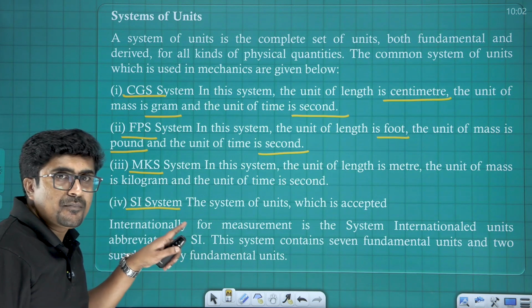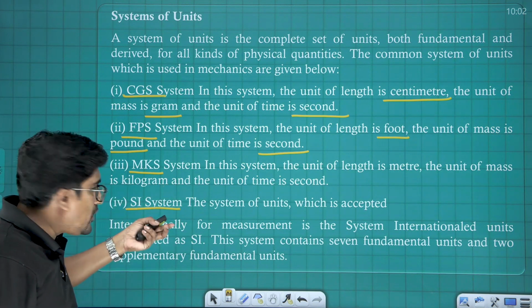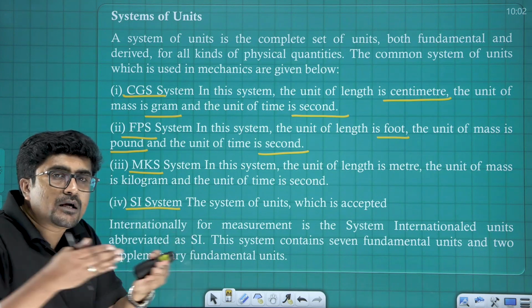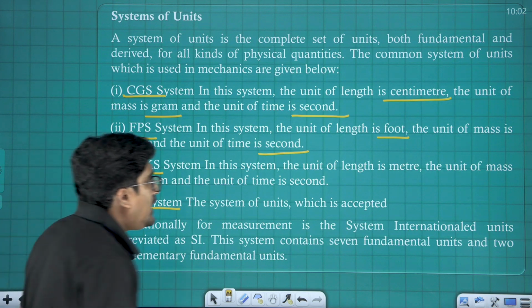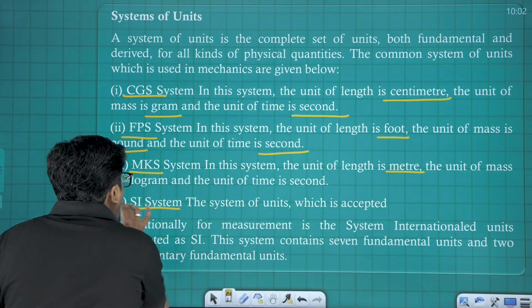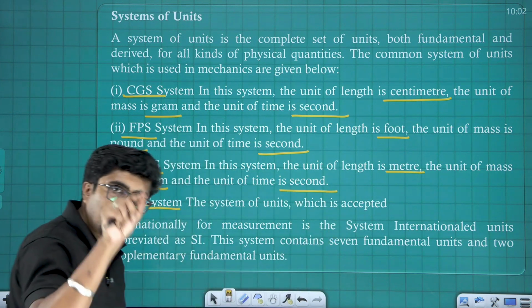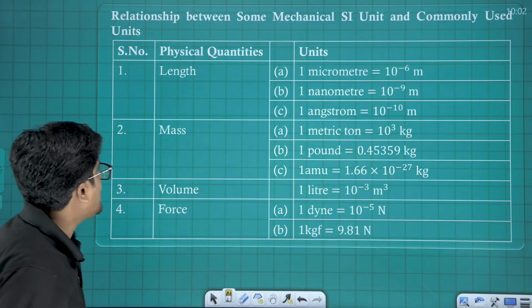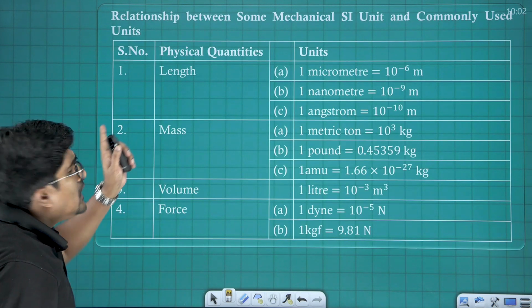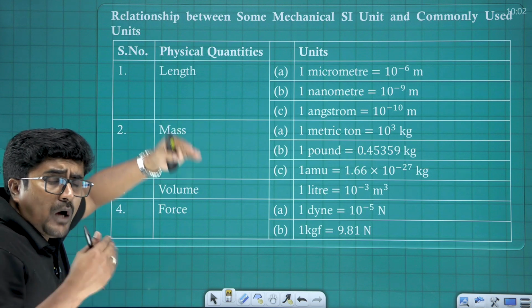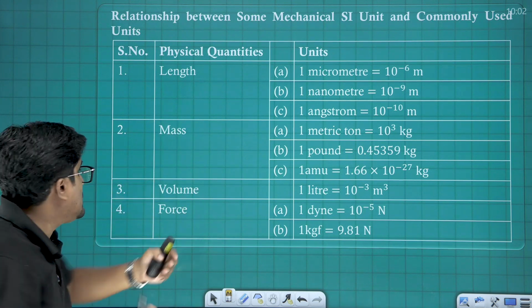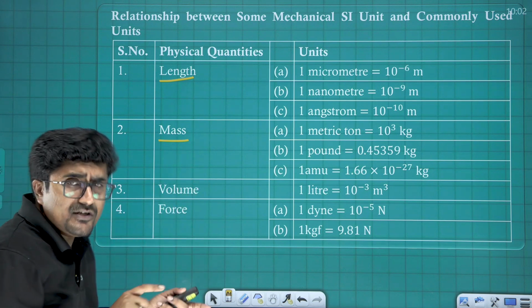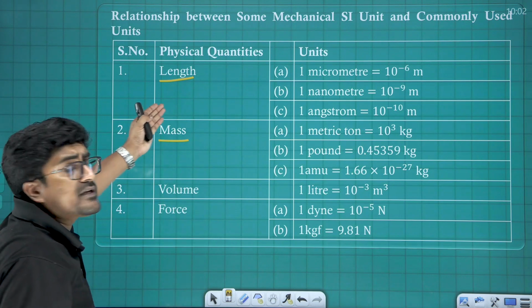Next is the MKS system. This MKS system was more popular before we upgraded to the SI system. There length is in meter, mass in kilogram and time in second, MKS. And the SI system is the one we are following right now. Now out of the fundamental physical quantities, we are going to select a few and consider some other units of the same physical quantities.